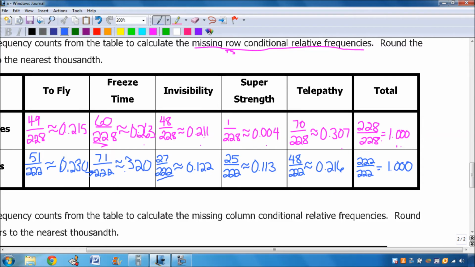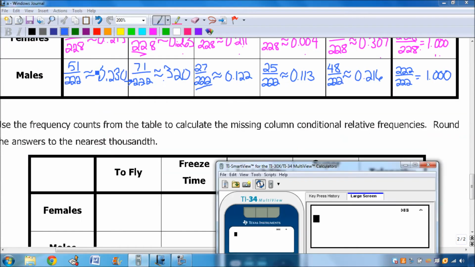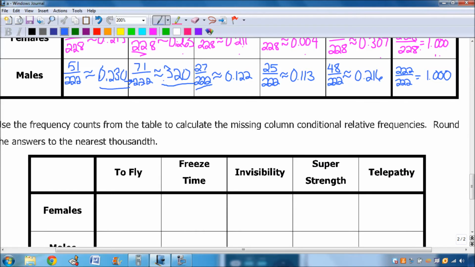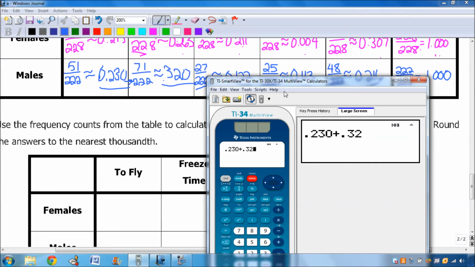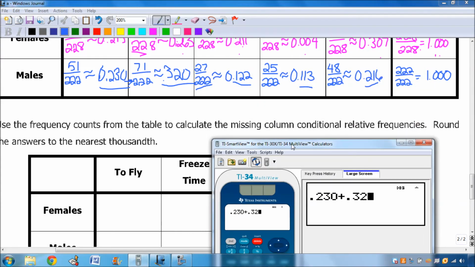So let's add up all of these numbers together and see what we end up getting. When we add all of these values together, we should end up getting 100% or one whole, because this is the breakup of all the males that there were. So let's add them together and see what we get. I'm going to start with 0.230, and then add this 0.320, and keep going: 0.320 plus 0.122 plus 0.113 plus 0.216, add them all together.